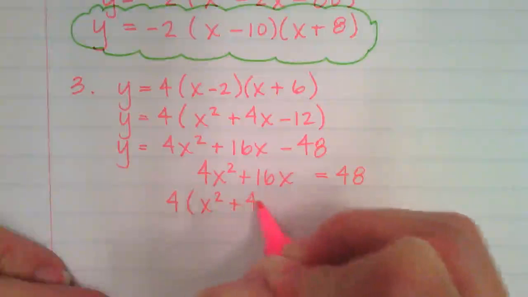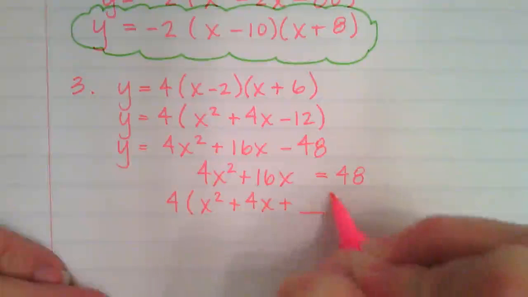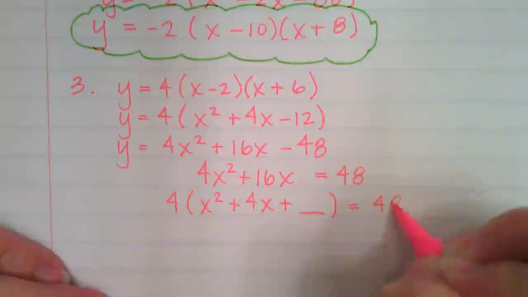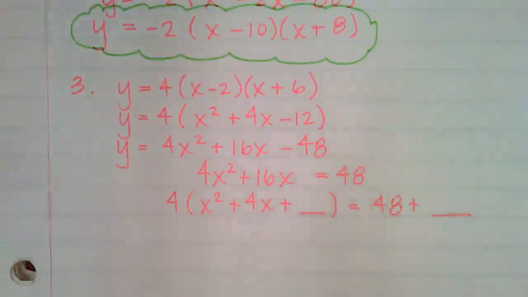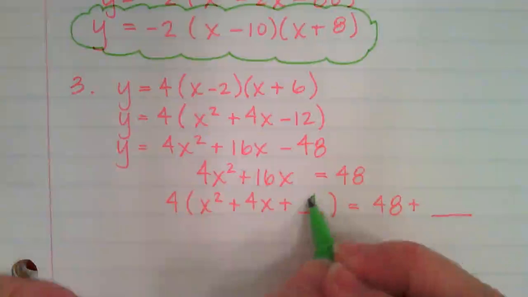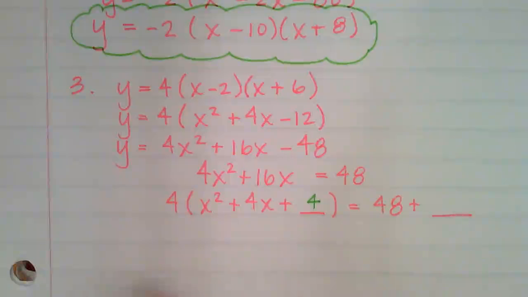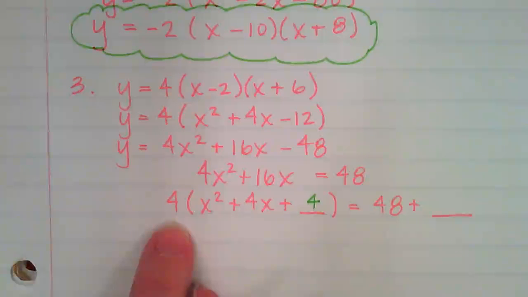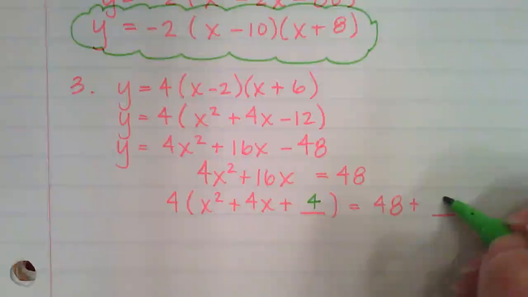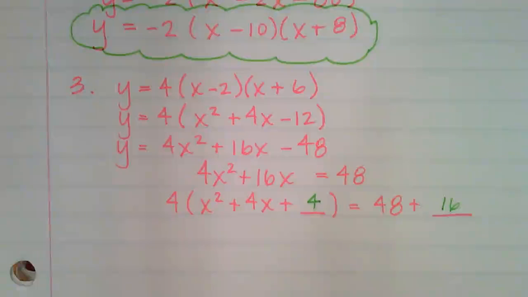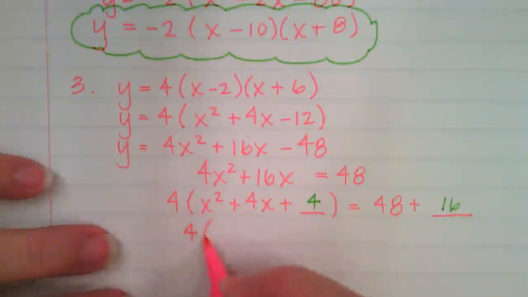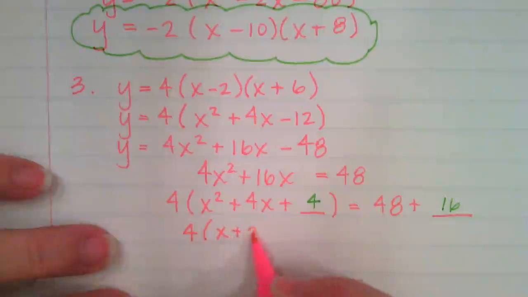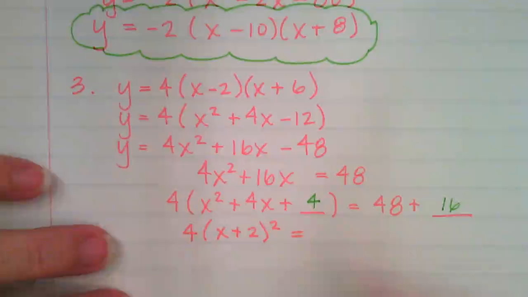So x squared plus 4x plus the magic number equals 48 plus the magic number. Half of 4 is 2. 2 squared is 4. But since I have a leading coefficient that I pulled out, this value is actually 16. So now I can factor this to be x plus 2 squared.